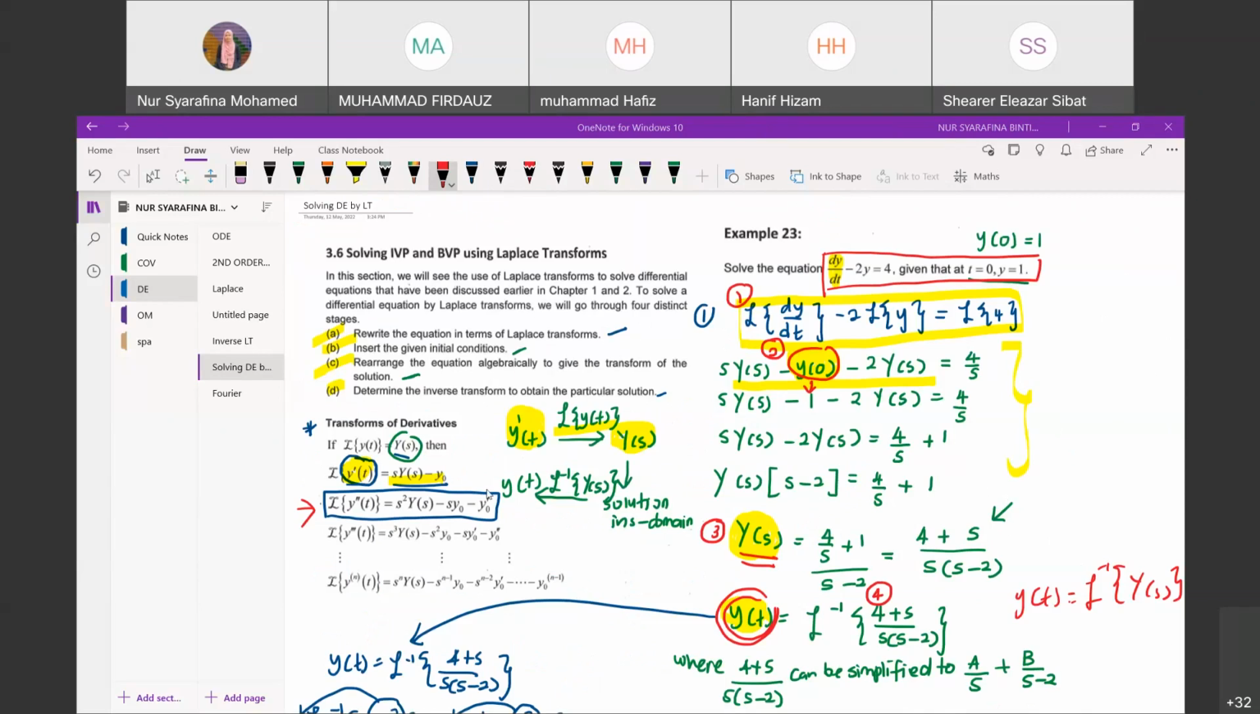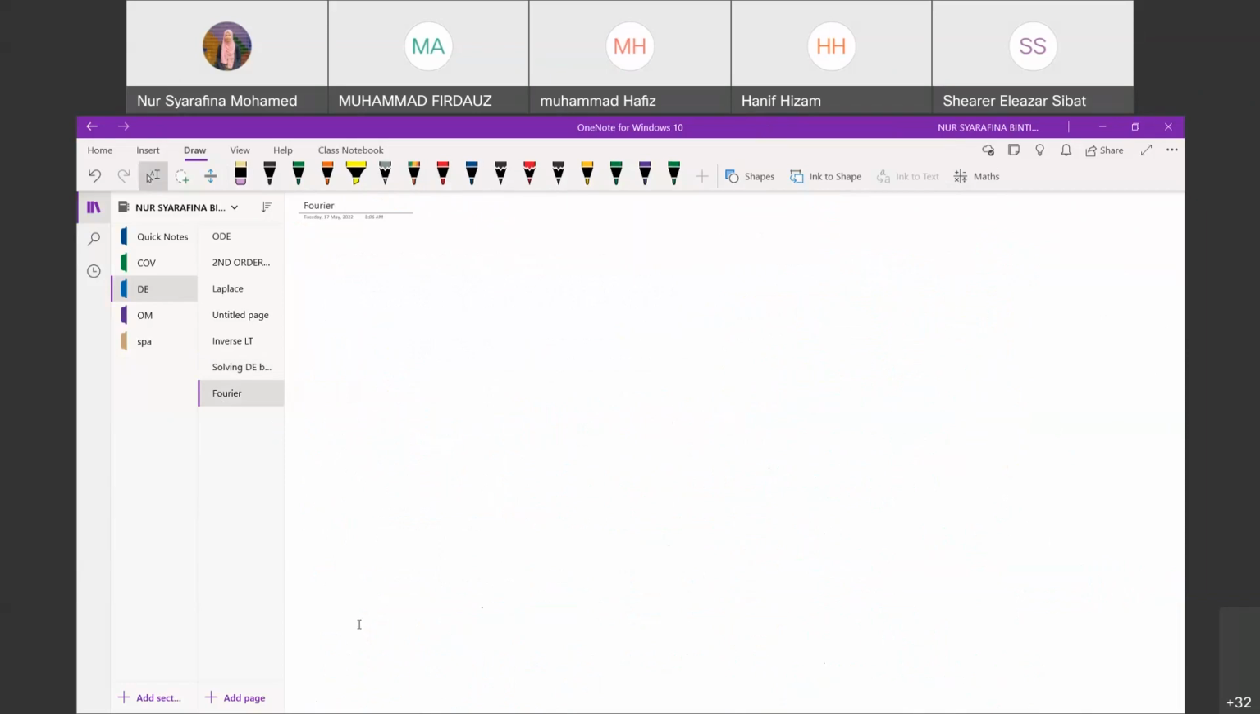As for today, I'm going to proceed with our next chapter, which is Fourier. I'm sorry for the late attachment. I have attached the notes in your e-learning. So let's discuss it today. What is Fourier series?